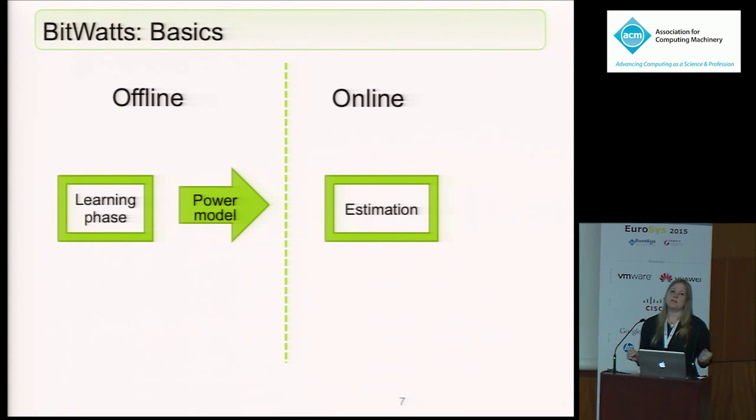In general, Bitwas consists of two phases. First, in the offline phase, we have a learning phase where we learn the characteristics of the specific hardware, and we generate a power model from what we learned. This is done once for every specific hardware. And then the power model can be used for power estimation. The second phase is the online power estimation, where we are actually estimating the power consumption of a specific process.